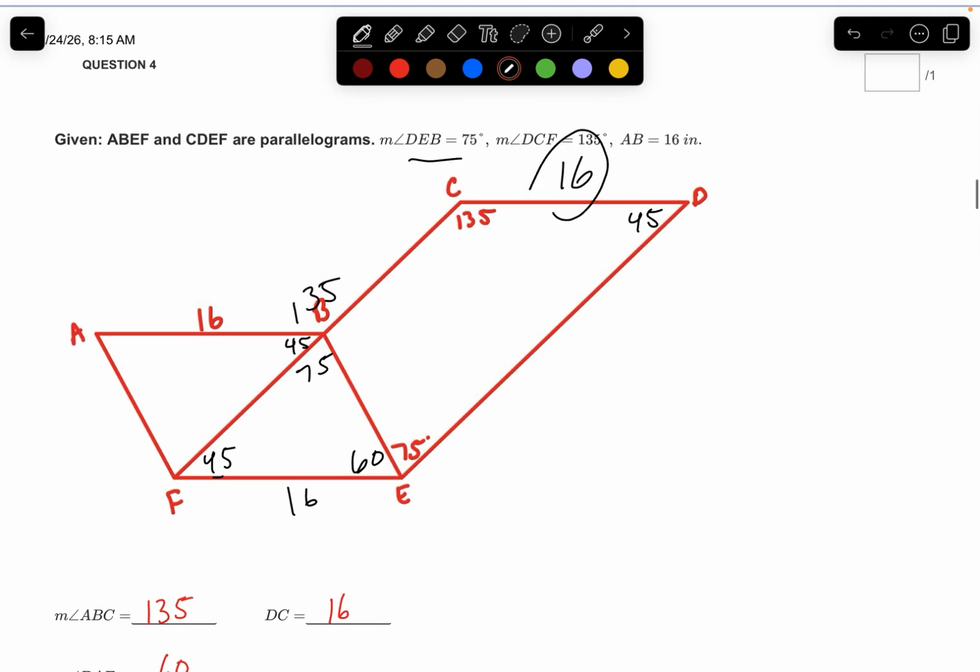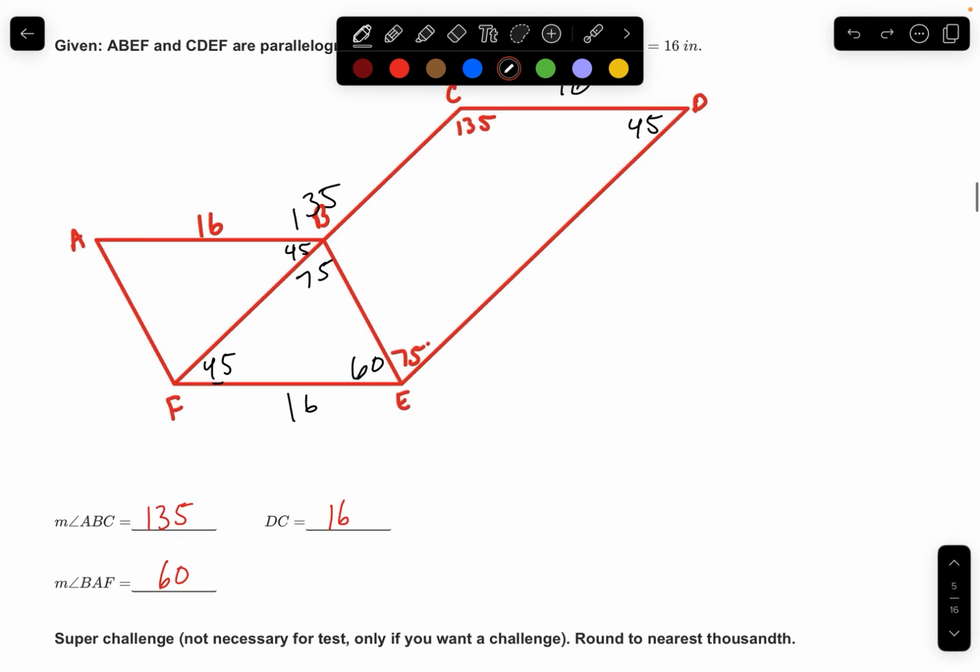DC, well, we got DC, that was 16 over there. And then angle BAF, opposite angles are equal, so that's got to be 60. Okay, so we answered a lot of those questions just by filling stuff out as we got them.